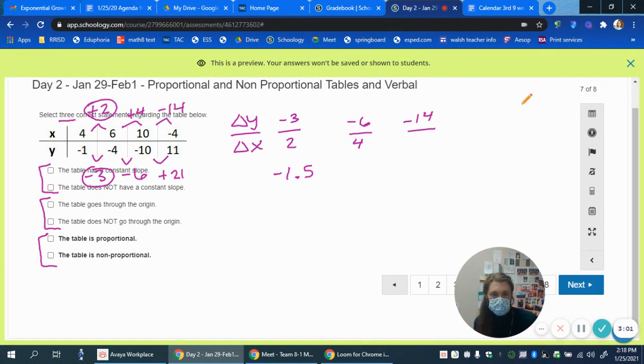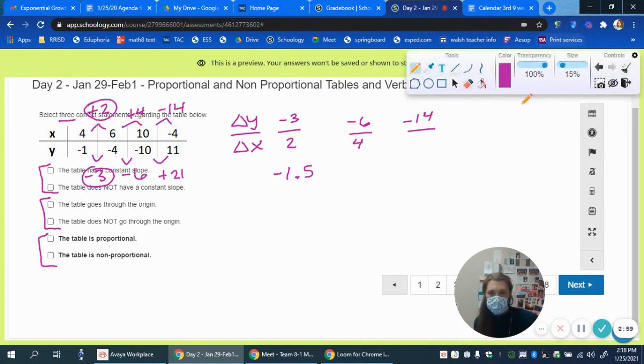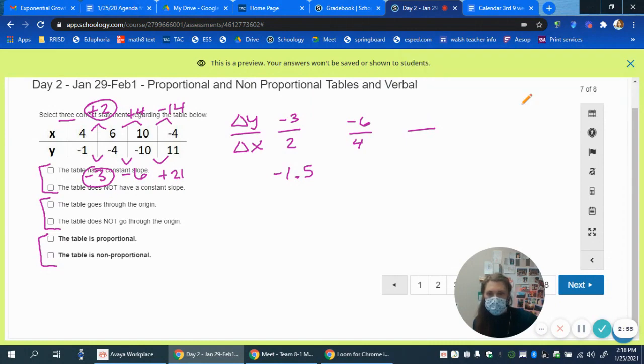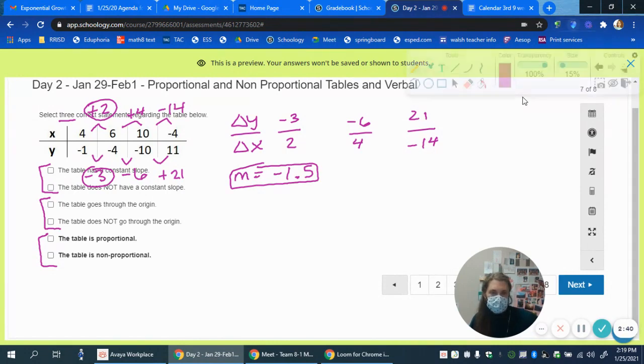Oh, backwards. Here's my undo. Got to put my y on top. +21 divided by -14. And that gives me the same thing. So I know that this one does have a constant slope, and the constant slope is -1.5.